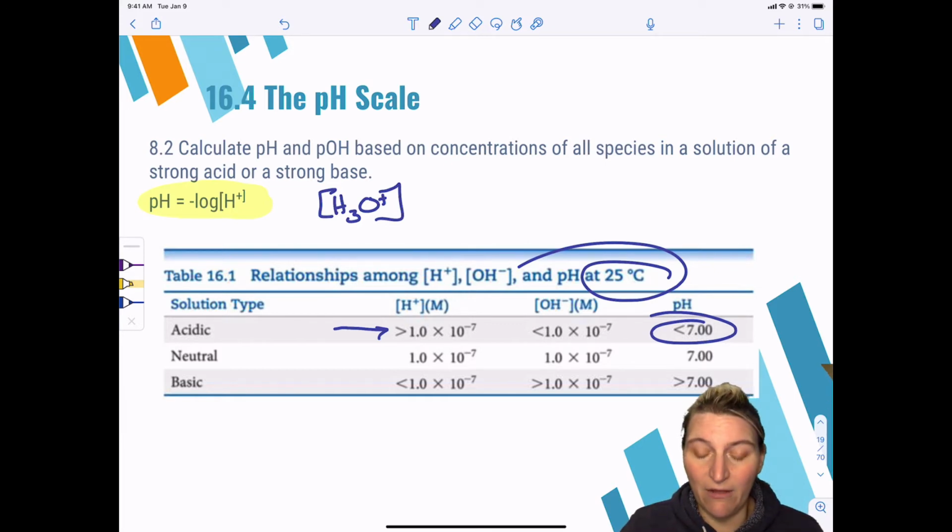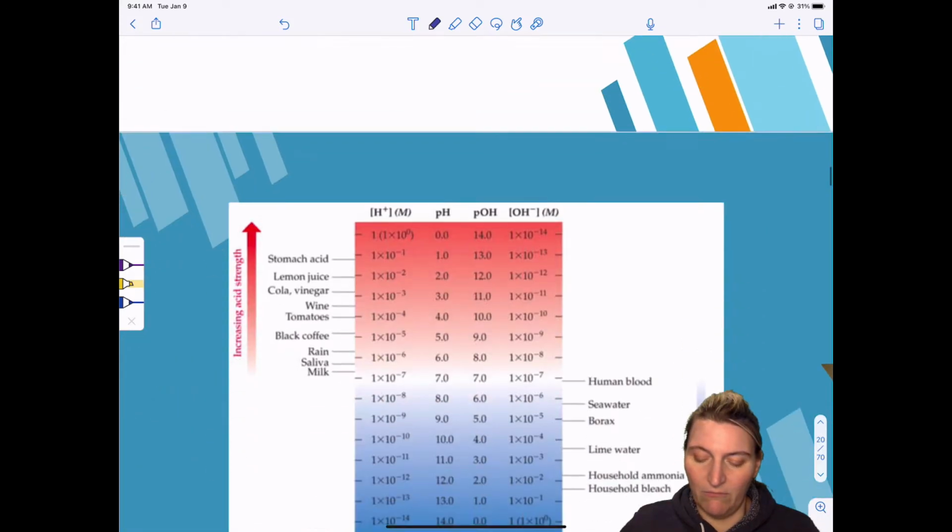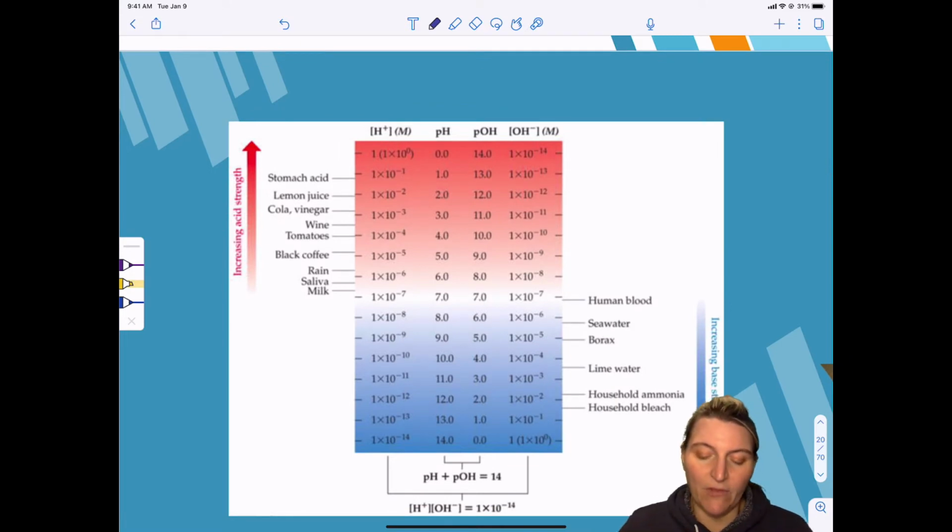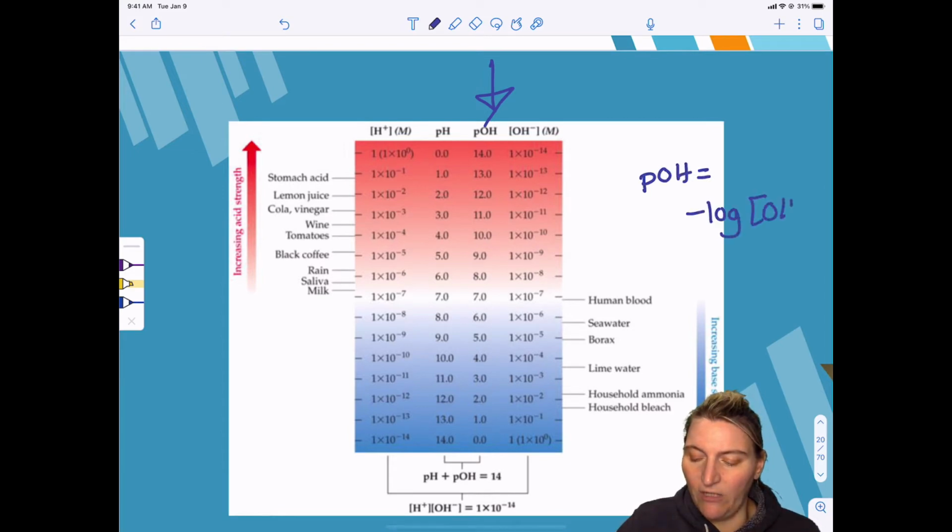pHs can actually be negative. That's something we don't really go into because we won't come across solutions like that, but they can. If we look at this chart, we can see how pH, hydrogen ion concentration, and hydroxide ion concentration relate to each other. We're also introducing a new idea called pOH. When you see that P, think of it almost as an operation. So pOH is just the negative log of OH minus.